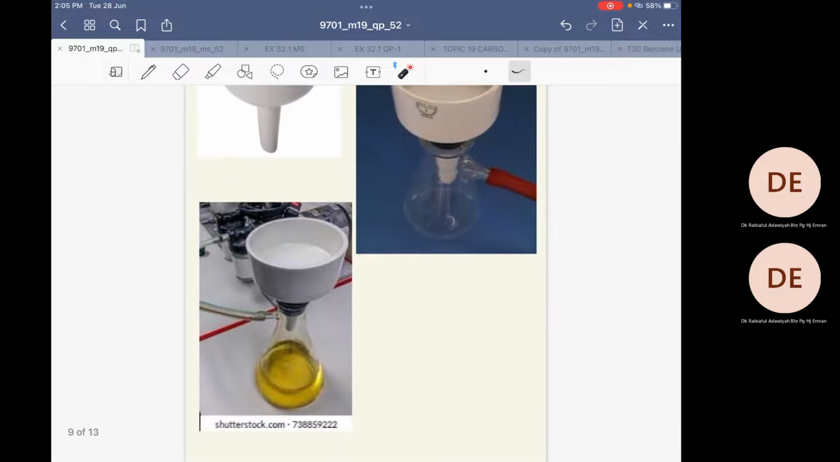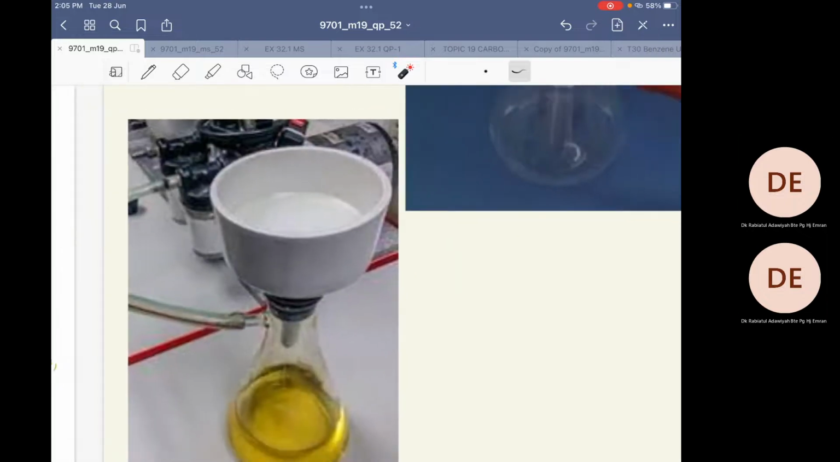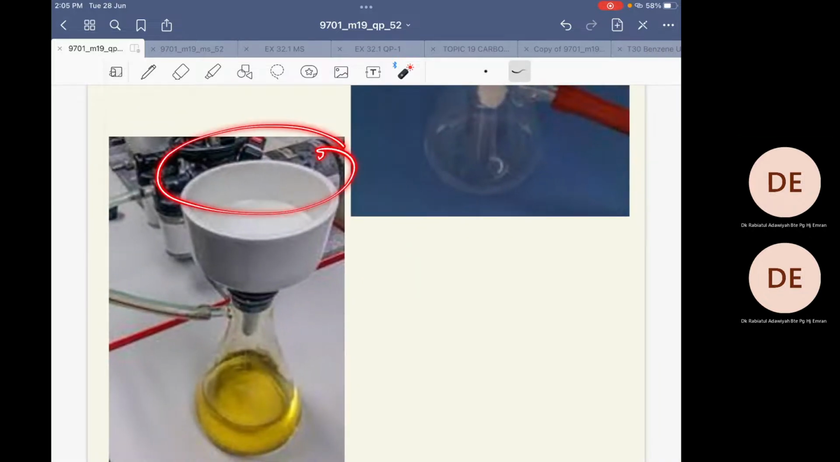So what happens, this tube is connected to a vacuum. It takes out all the air inside the conical flask. Okay, so what's the logic in doing that? Outside, high pressure, atmospheric pressure. Inside, low pressure, because now it's a vacuum, right?